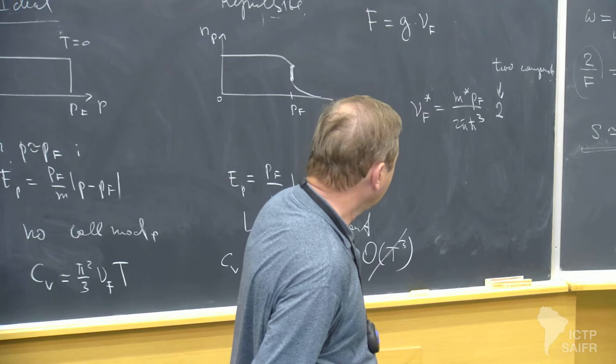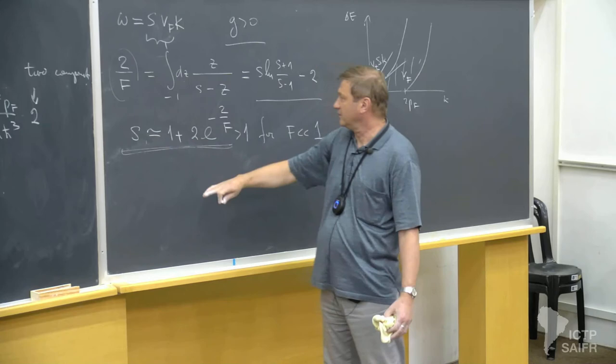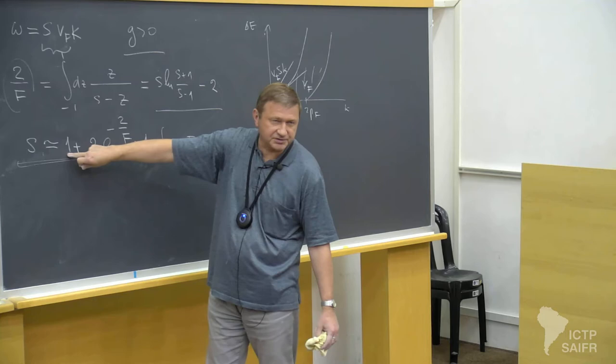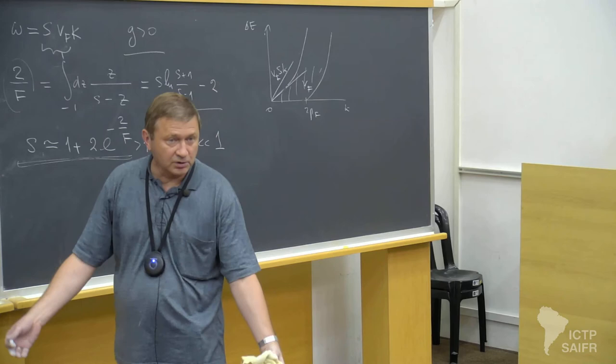This parameter F is actually small, so you see this is a very small number. So it's practically the Fermi velocity that you have here. But it's sound anyway. Whatever you have, sound is like this.